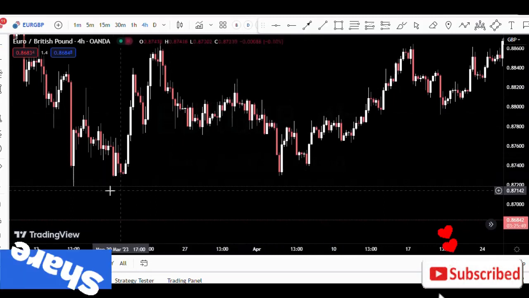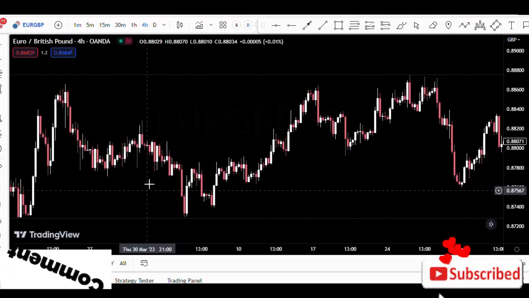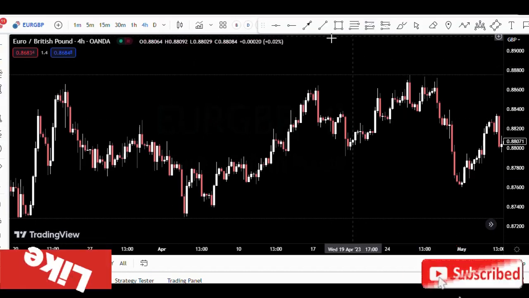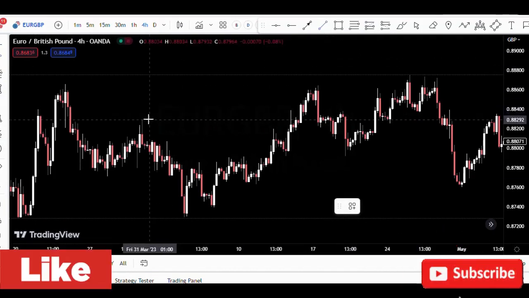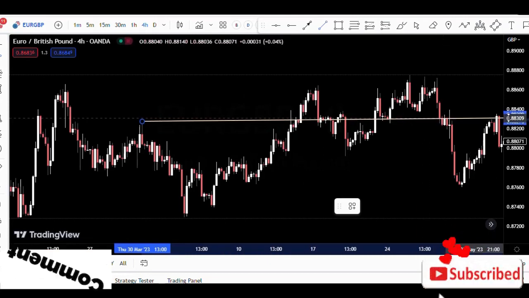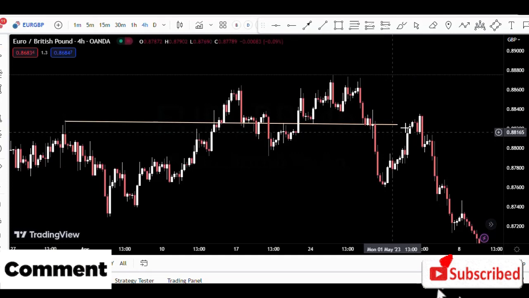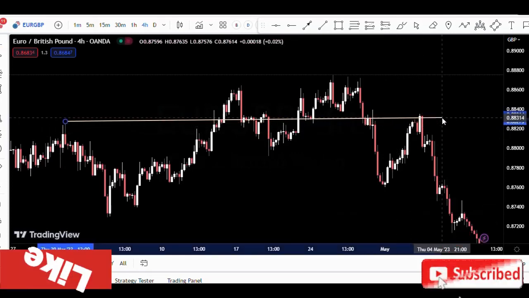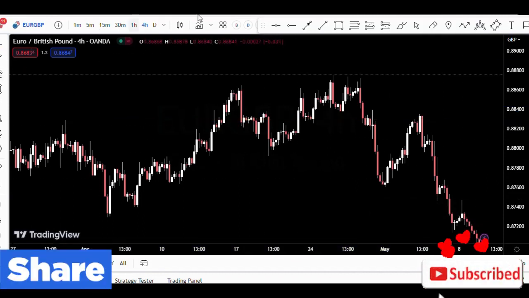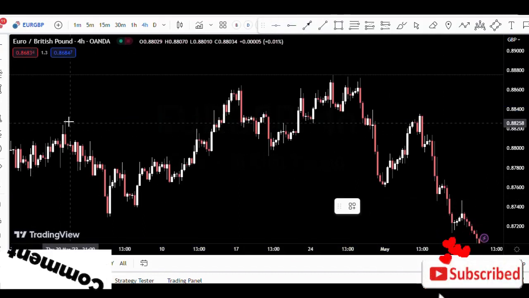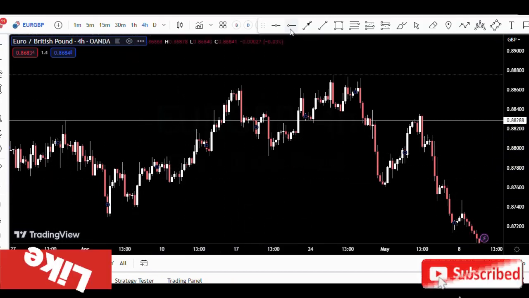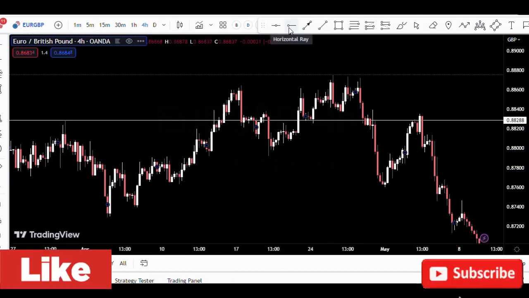Imagine that I have this wick here right now, and I drag it straight away to the future. Okay, I just want to show you something that you need to learn when making your analysis. Or let me use the horizontal line straight away. Now what I usually do when making my analysis is this.